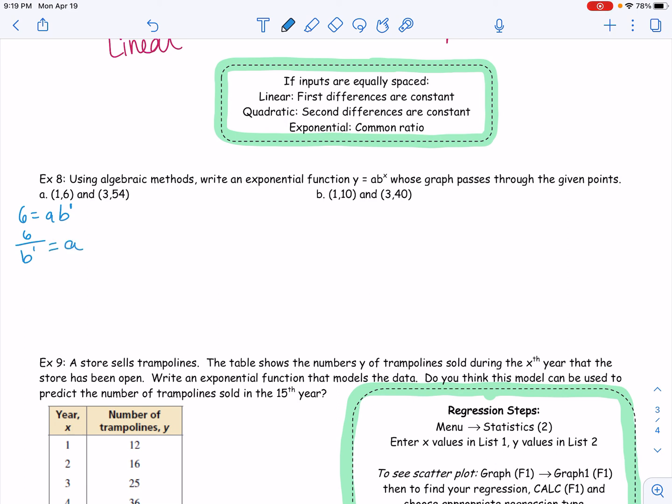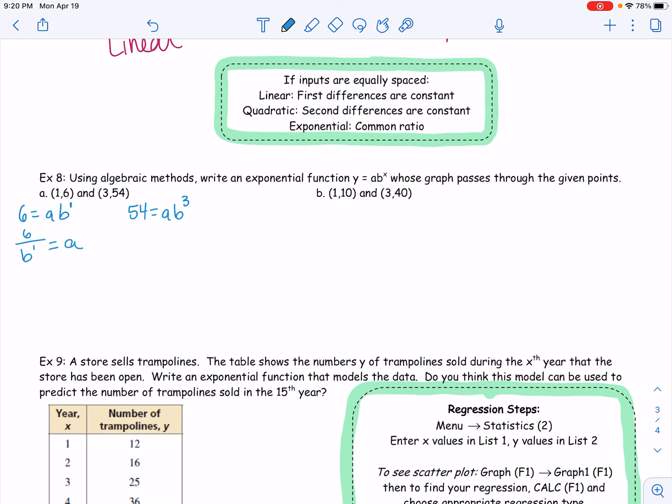I can't do anything with that, so I'm going to go to the second set of ordered pairs. The second set says that when x is 3, y is 54. So y is equal to a times b to the x power. Again, instead of solving for a, I can plug in my value of a. I'm going to use substitution. So I get 54 equals 6 divided by b to the 1 times b cubed. That would really be 54 is equal to 6b cubed over b to the 1, which is just 6b squared. To solve for b, I'm going to divide by 6. I get 9 equals b squared.